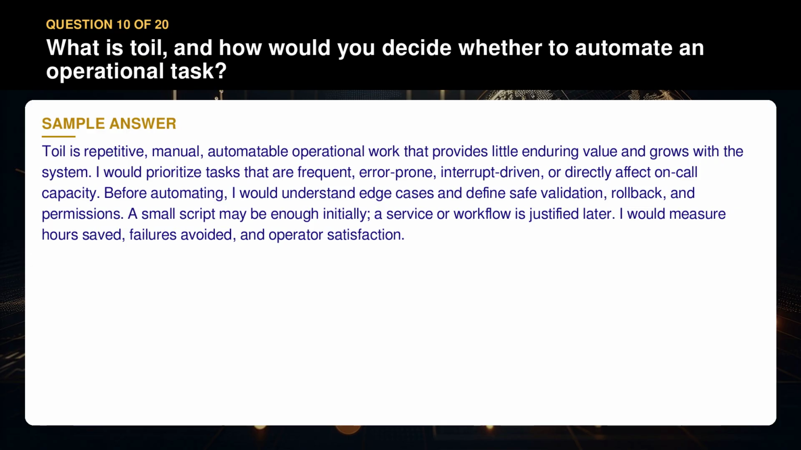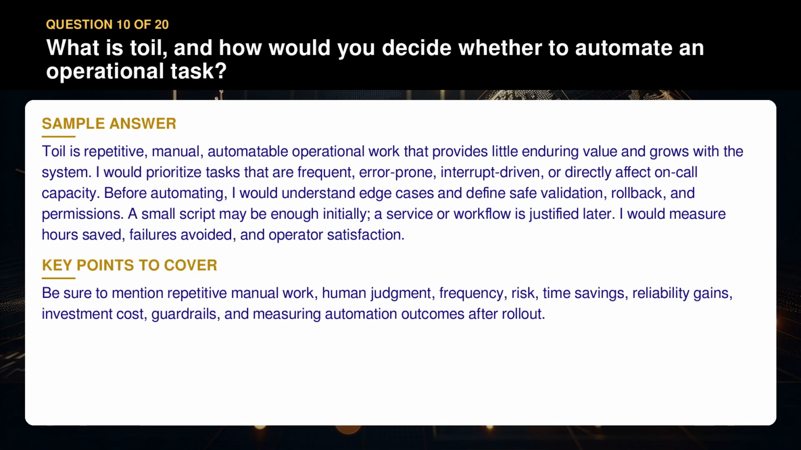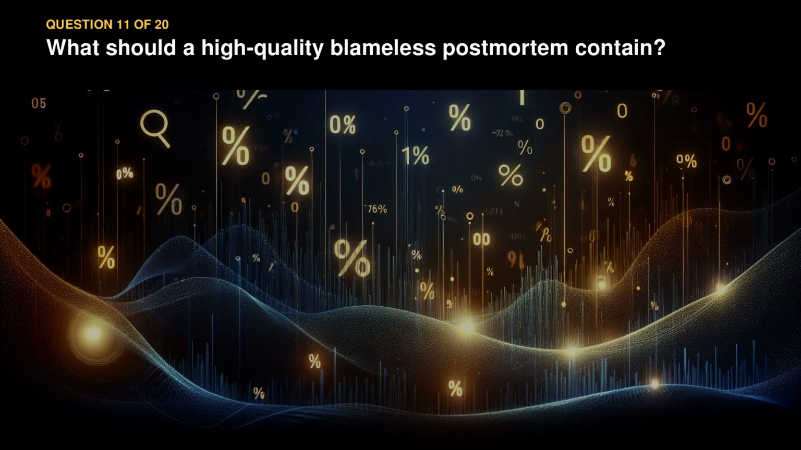Before automating, I would understand edge cases and define safe validation, rollback, and permissions. A small script may be enough initially; a service or workflow is justified later. I would measure hours saved, failures avoided, and operator satisfaction. Be sure to mention repetitive manual work, human judgment, frequency, risk, time savings, reliability gains, investment cost, guardrails, and measuring automation outcomes after rollout.